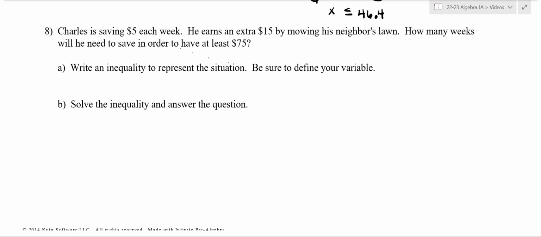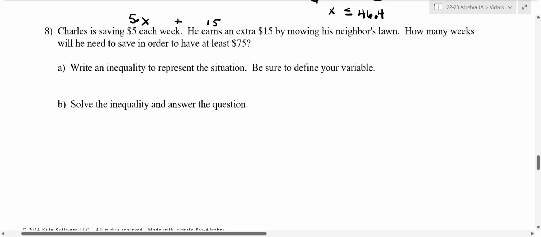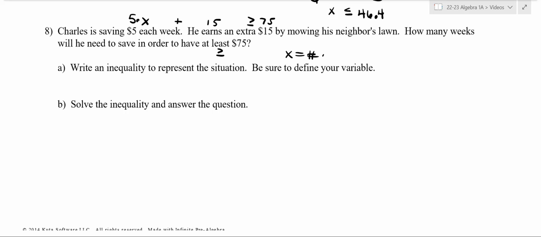Oh, no. $5 each week. So 5 times x, right? 5 times x weeks plus the 15 that he earned by mowing the lawn. And he wants to have at least 75. At least is greater than or equal to. All right, so x is the number of weeks. So 5x plus 15 is going to be greater than or equal to 75.